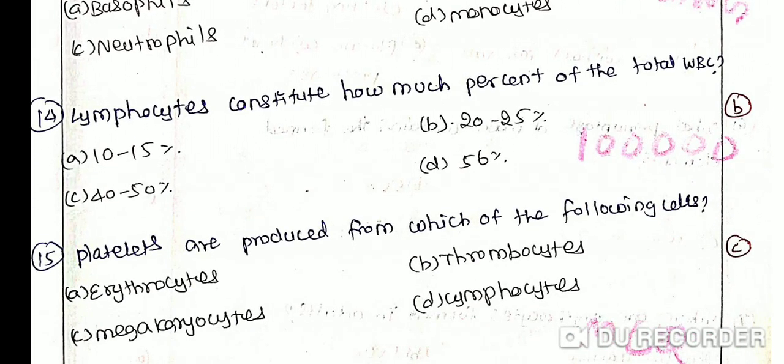Lymphocytes constitute what percentage of the total WBCs? Option A 10 to 15%, option B 20 to 25%, option C 40 to 50%, option D 56%. The correct answer is option B 20 to 25%. Lymphocytes constitute about 20 to 25% of the total WBCs. They are of two major types, B and T forms. Both B and T lymphocytes are responsible for the immune response of the body.